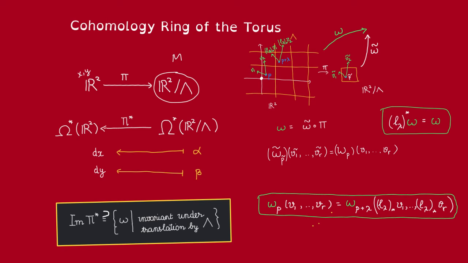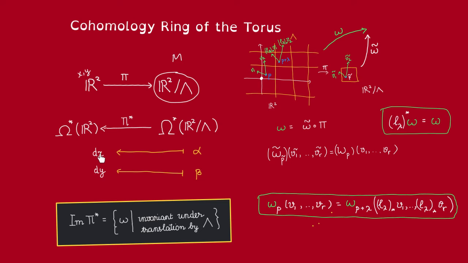Now, from our previous discussion, this omega tilde here is well defined, because any other preimage of P tilde is going to differ from P by some lattice element. And we have mentioned that if we translate this by a lattice element, we get the same value. Thus, we see that when omega is invariant under translation by the lattice lambda, then it is the pullback of some form omega tilde on the torus. This concludes the proof that the image of this pullback map are exactly the forms on R2 that are invariant under translation by the lattice.